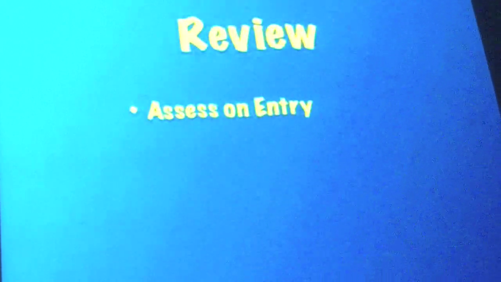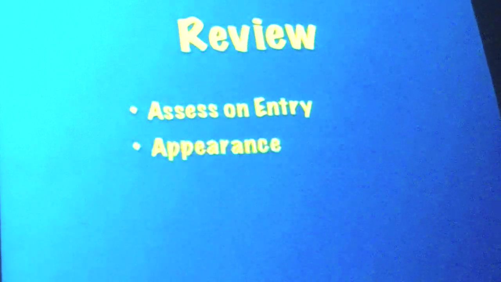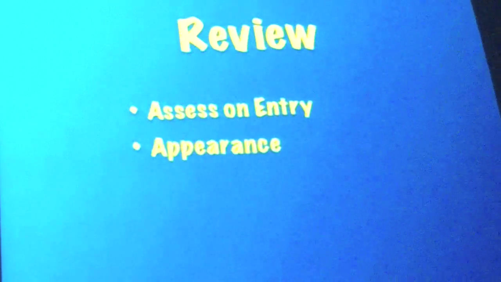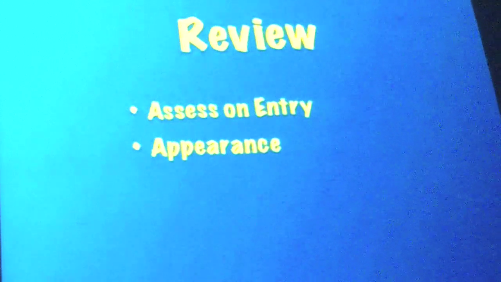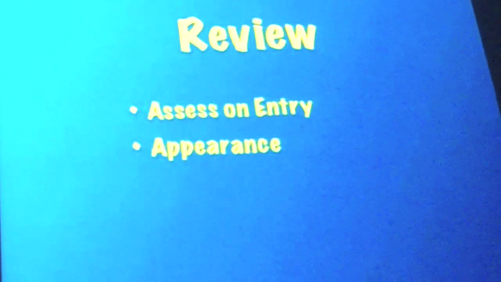So let's review real quick. You want to assess these patients when you come into the room. You can look at them as you walk up to them and do this review very quickly. You can actually look at all three aspects. You're going to be looking at their appearance, how they interact with their environment.